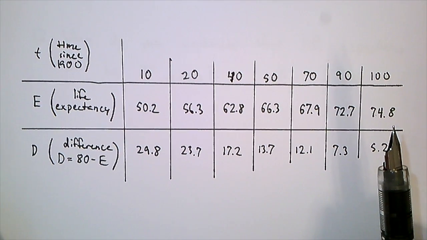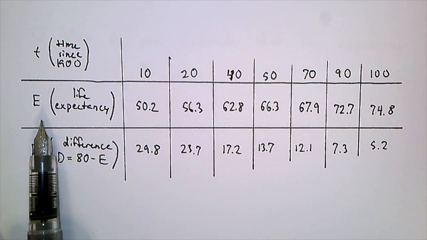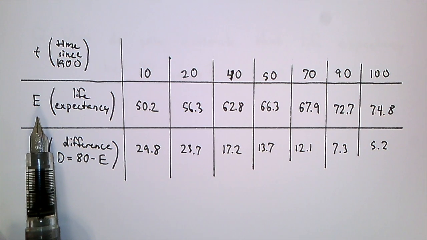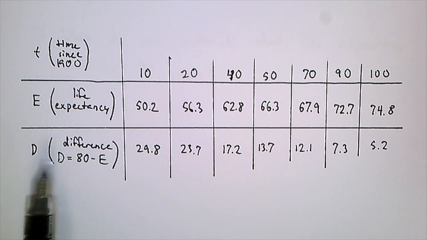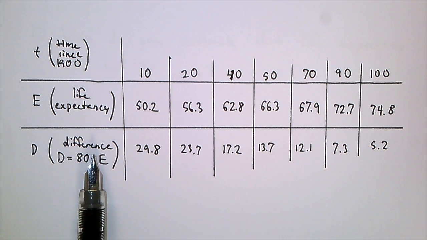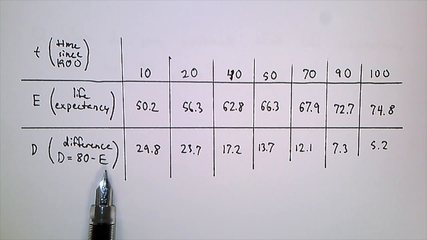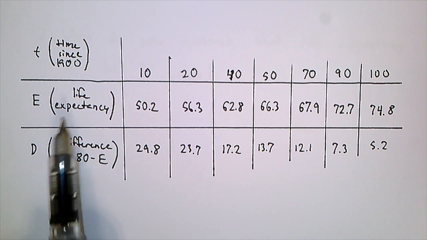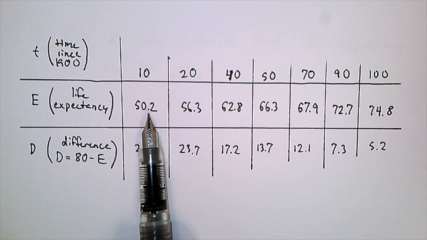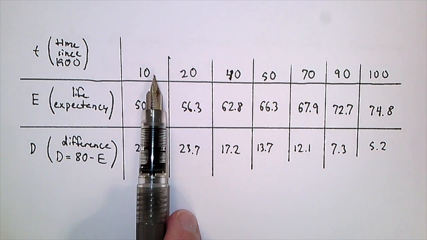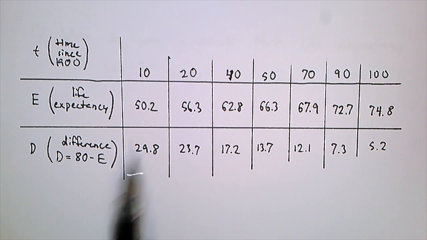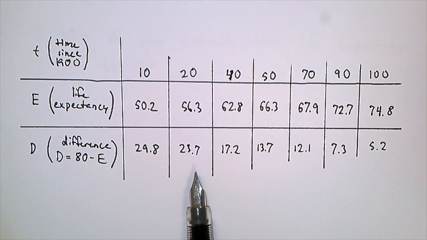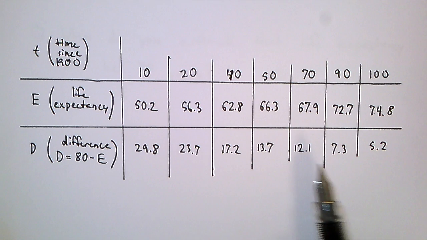But in this example, we're not going to try to model the life expectancy with an exponential function. What we're actually going to look at is this thing called d, and this is going to be the difference, 80 minus the life expectancy. So I've taken each of these numbers, 50.2, and subtracted it from 80. So for 1910, the difference was 29.8. In 1920, the difference has gone down to 23.7, and then so on and so forth.